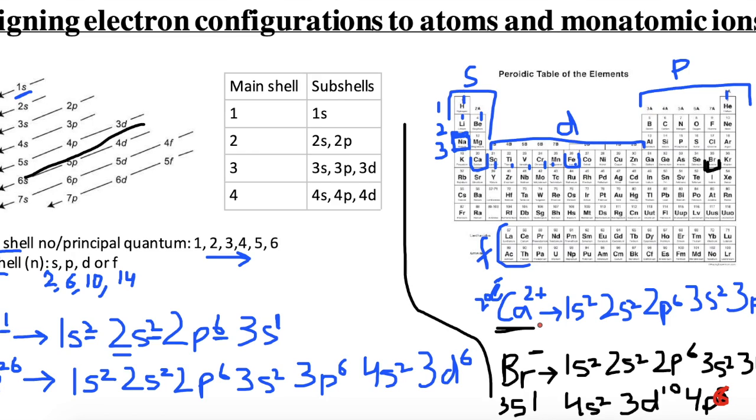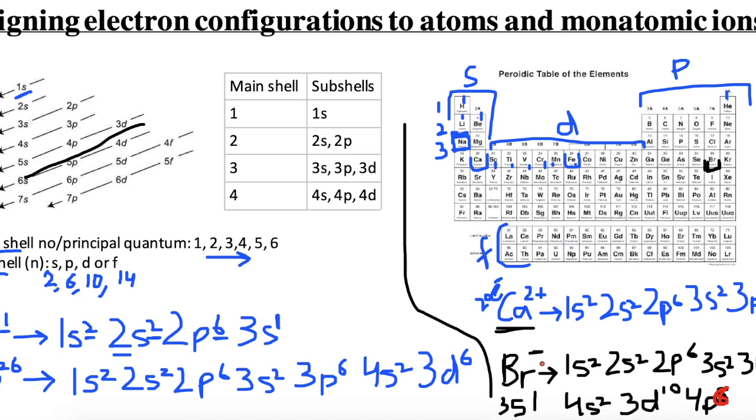And this is how you write electronic configurations for ions. Whenever you have a positive ion, you take away the number of electrons equivalent to the positive charge on that ion, and when you have a negative ion, you add the number of electrons equivalent to the negative charge on that ion. Now this is how we calculate electronic configurations.